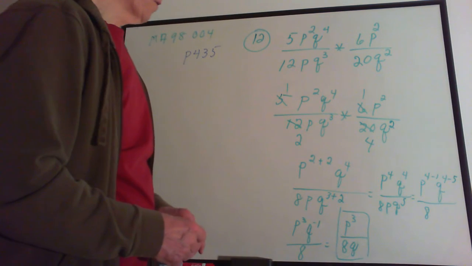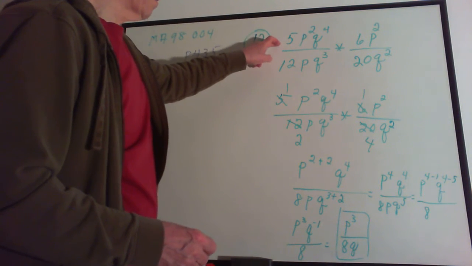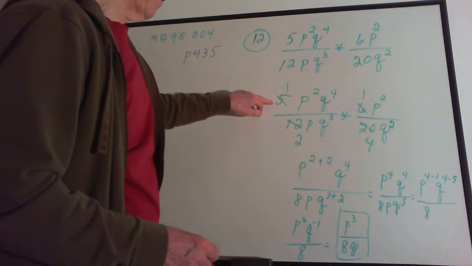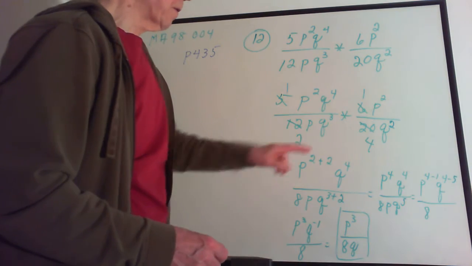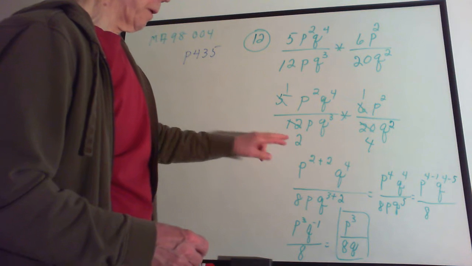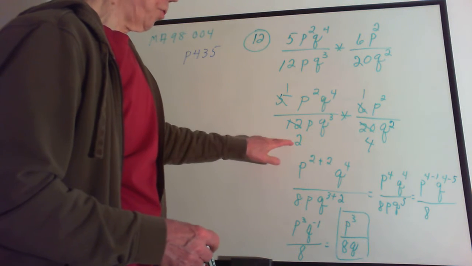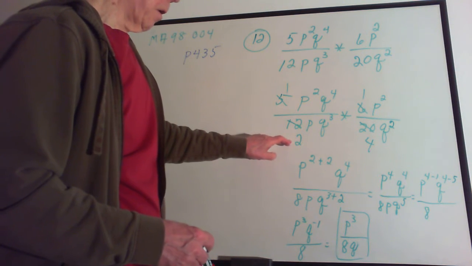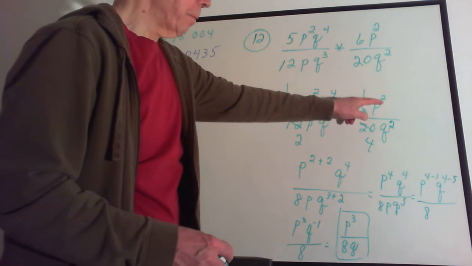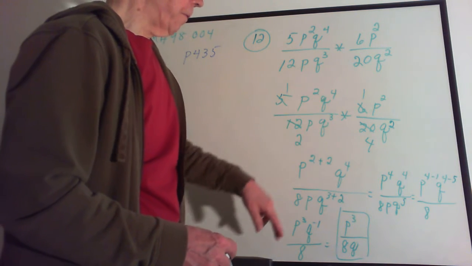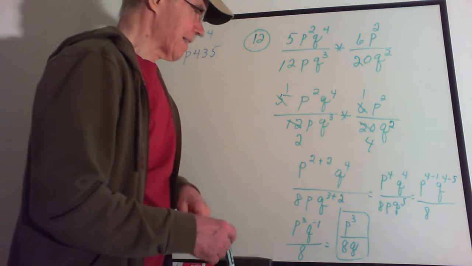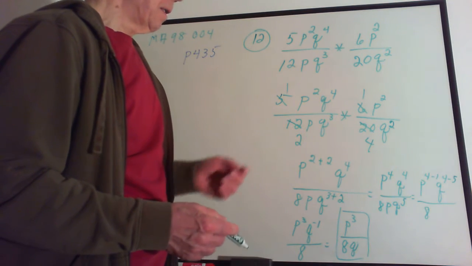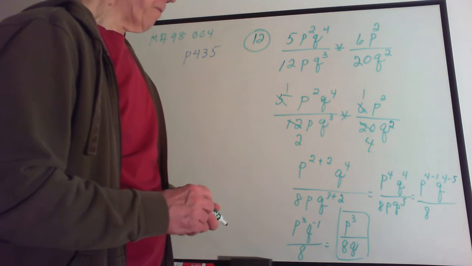All right, with this one, I divided 5 by 5, 20 by 5, got 4. 6 divided by 6 got 1, 12 divided by 6, I got 2. So I have p squared times p squared q to the fourth. I'm going to multiply across. I don't have to. I could take a shortcut, but this might be the safest way to do it.